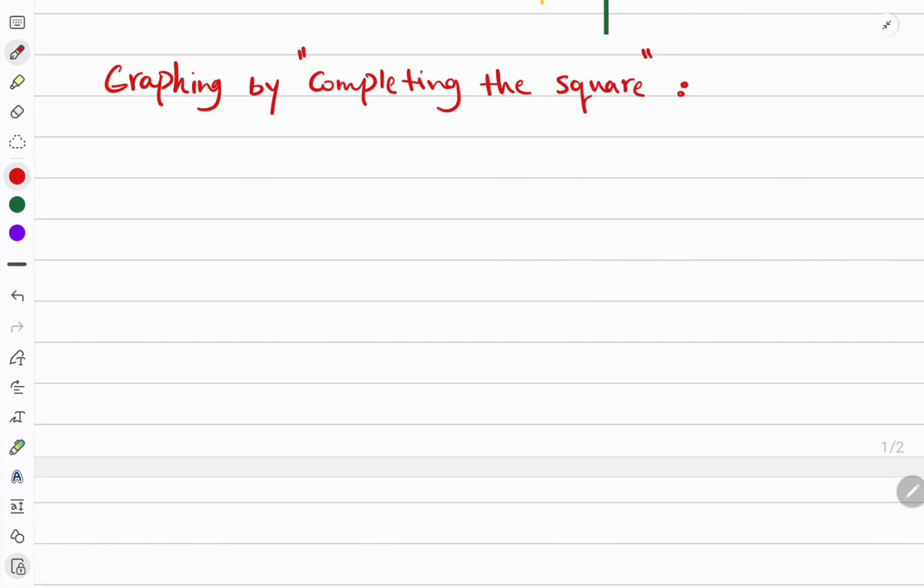The next strategy is graphing by completing the square. Okay, first of all, we should know the perfect square identity, which is (a plus b) squared equals a squared plus 2ab plus b squared. And I'm going to use this for graphing a parabola.